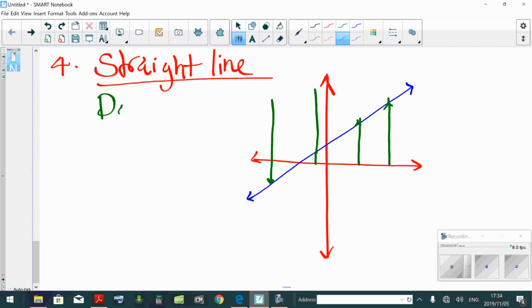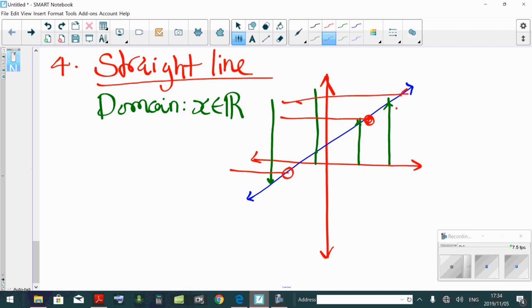So our domain would be x is all real numbers. Same applies if we draw a horizontal line. It's going to touch our straight line at some point. So here I can say the range is y element of R.